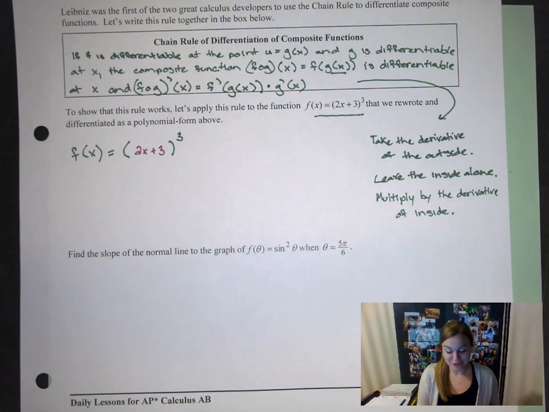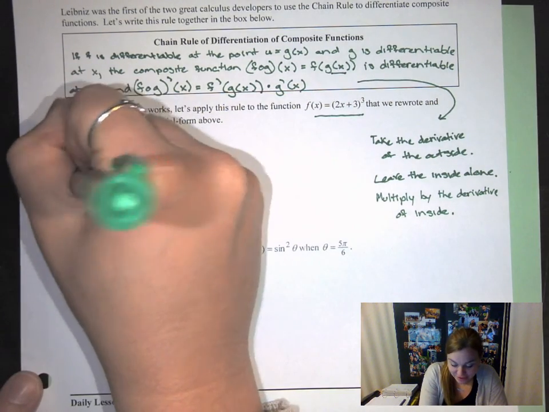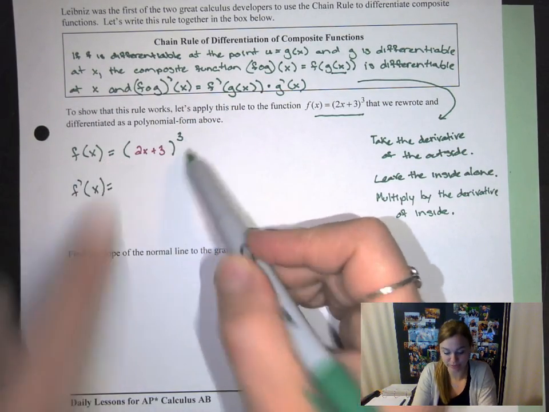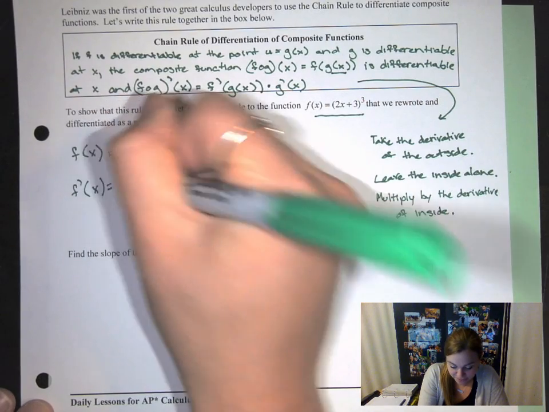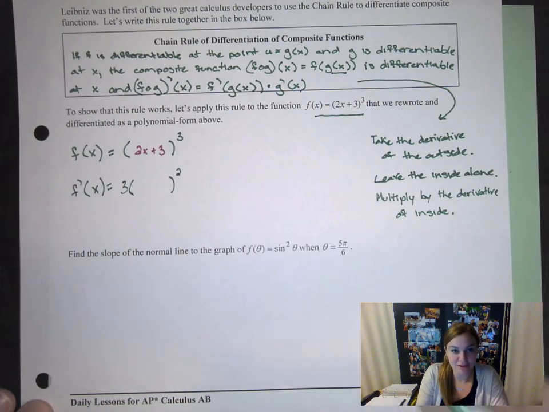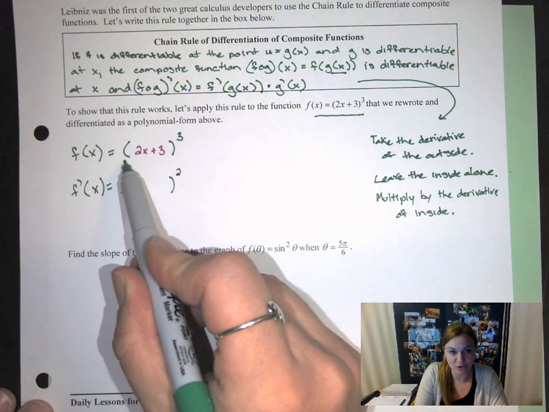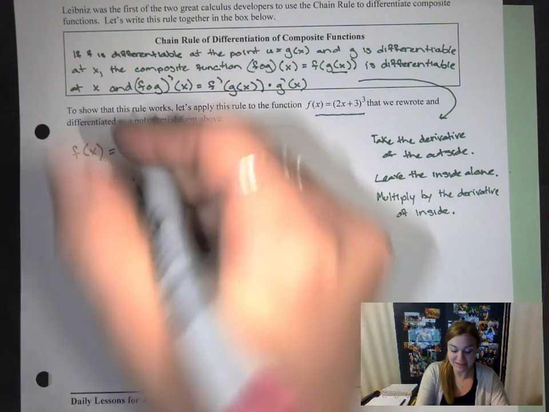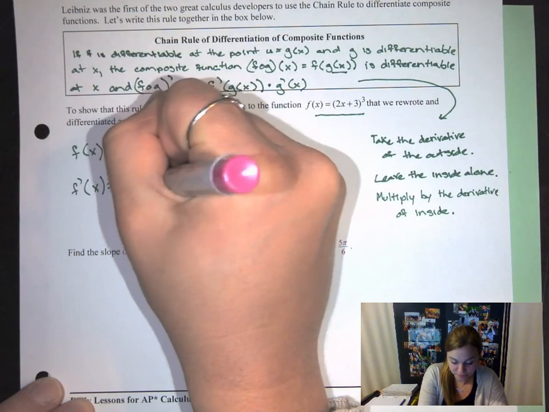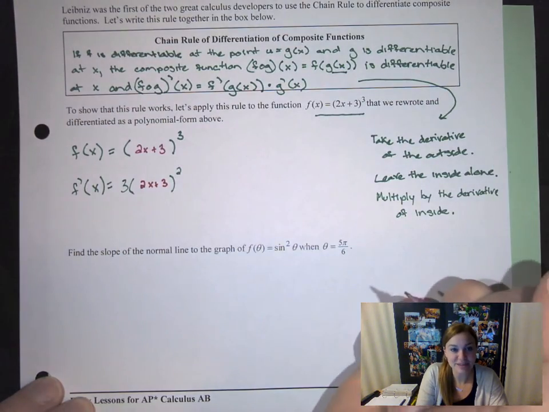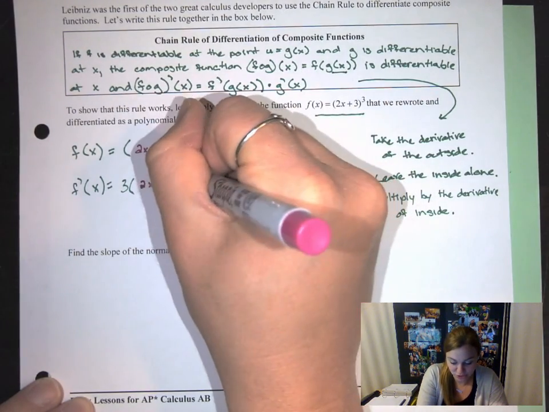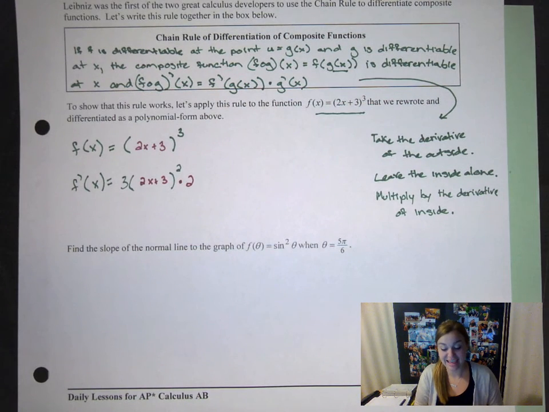So let's do this. How you take the derivative is we're going to take the derivative of the outside function. The outside function is this thing cubed. So I'm going to say 3 squared. Because remember, you take the exponent times the coefficient, which in this case would just be 1 on the outside. Now I'm going to leave the inside alone, times the derivative of the inside. And the derivative of the inside is just 2. And then that's it. That is the derivative.